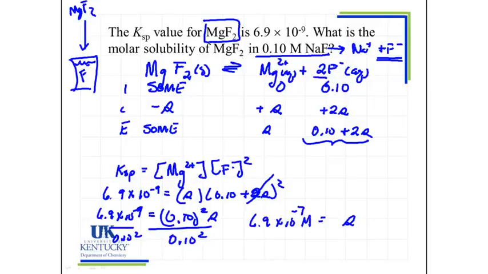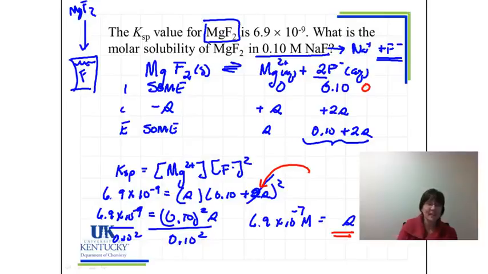Let's verify that this was a good assumption that we made right here. If I double that number and subtract it from 0.10, is it still 0.10? Certainly. So that was a good assumption that we made, and that is the molar solubility of magnesium fluoride in the solution already containing a common ion. Now it might be a good exercise for you to calculate the molar solubility of magnesium fluoride in pure water, with 0 as the initial fluoride, and see if that's bigger. If it's bigger, then certainly this was where you should be. It should decrease the molar solubility of this ion.